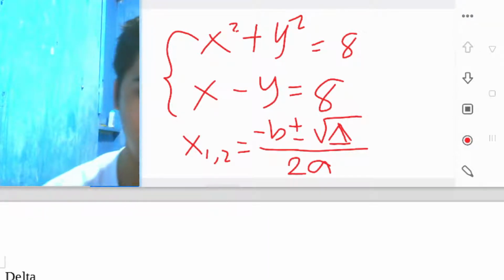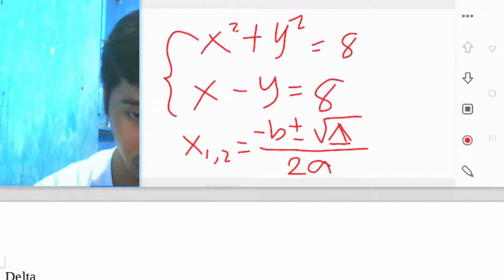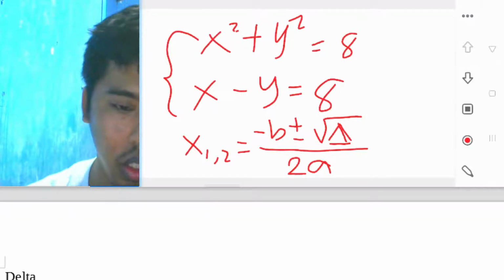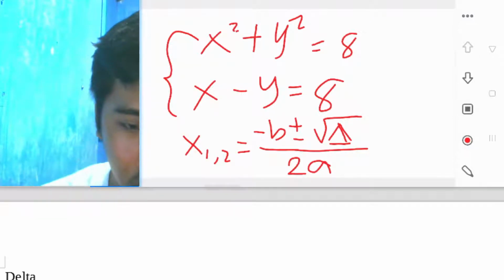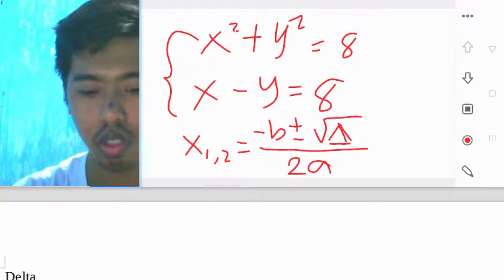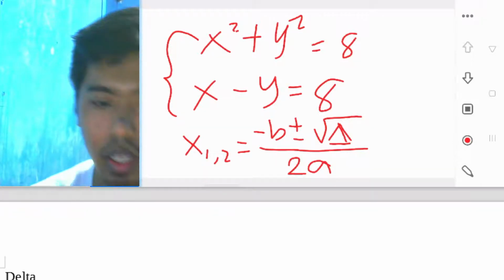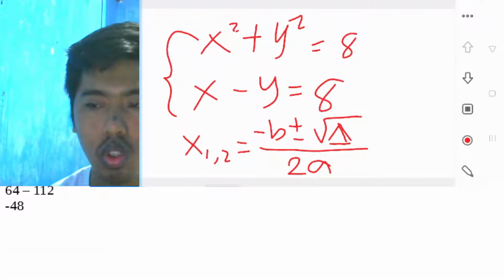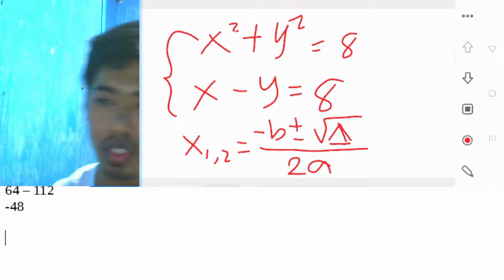Okay. Now 64. This is 64. 4 times 28 is 112. So delta is negative 48. Okay, negative 48. So that would be the delta. Now let's go back to the original equation, I mean the quadratic equation rather.